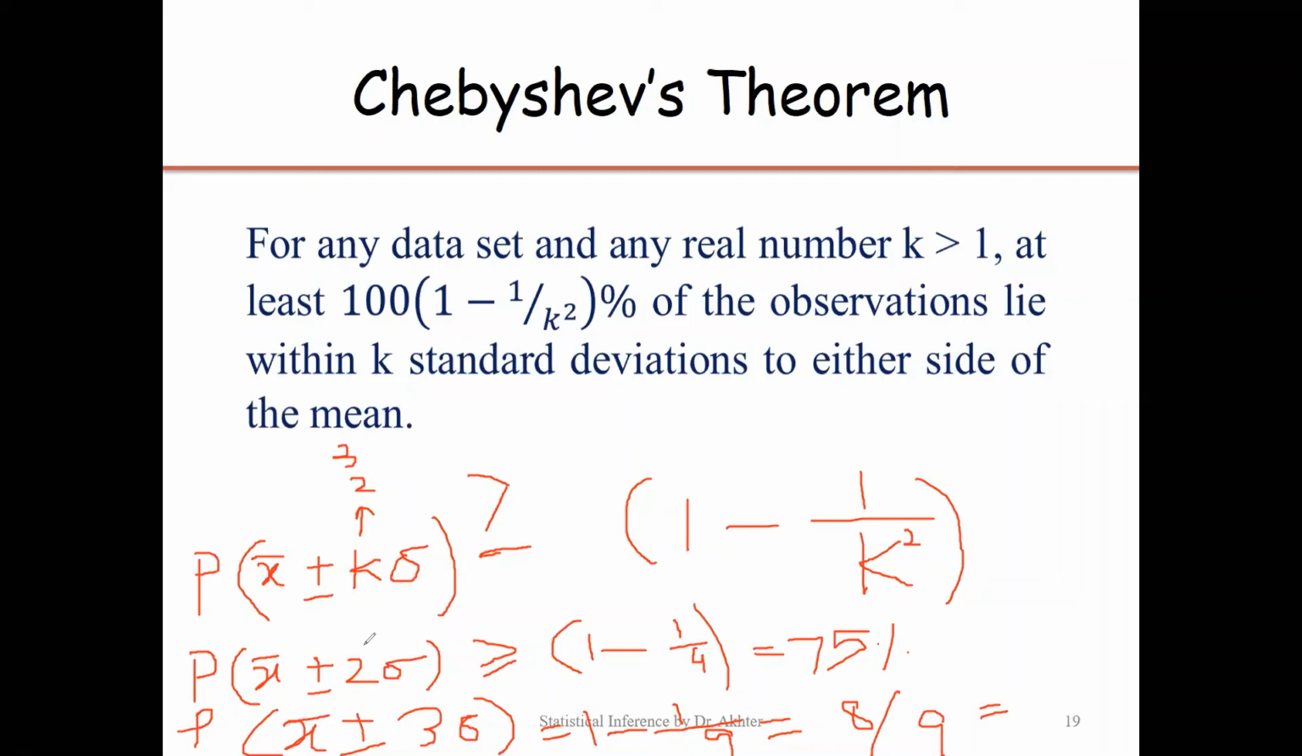But we cannot compute x bar plus or minus 1 sigma by this formula. The reason is k must be greater than 1. If I put k equal to 1, this will become 0, because 1 minus 1 upon 1 square is equal to 0. So we cannot calculate the probability of x bar plus or minus 1 sigma by using the Chebyshev theorem.